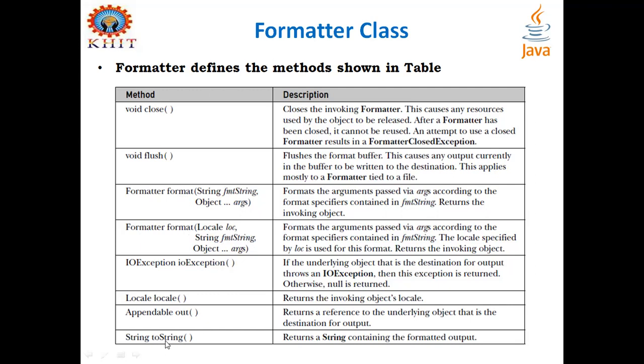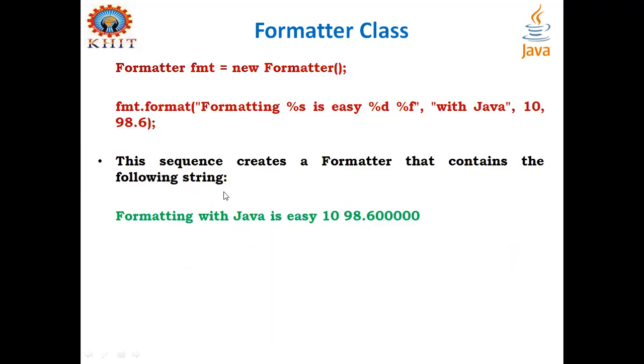If you observe here, toString is one of the methods. Again, we got this method in this Formatter class. It returns a string containing the formatted output. So we'll see one simple example here.